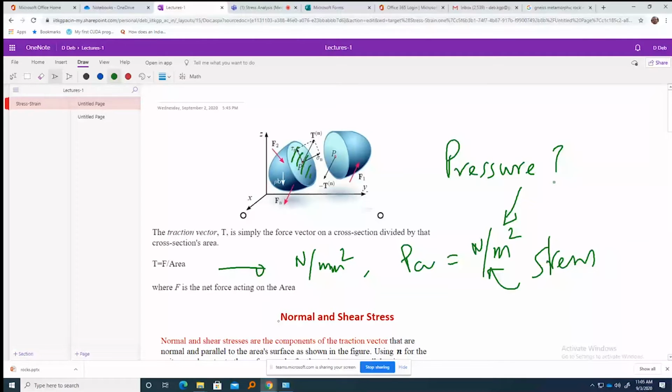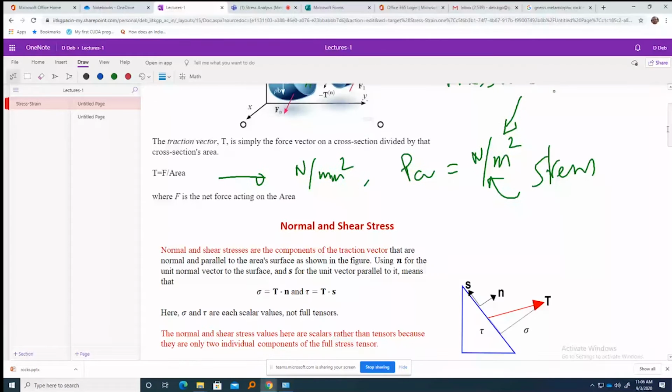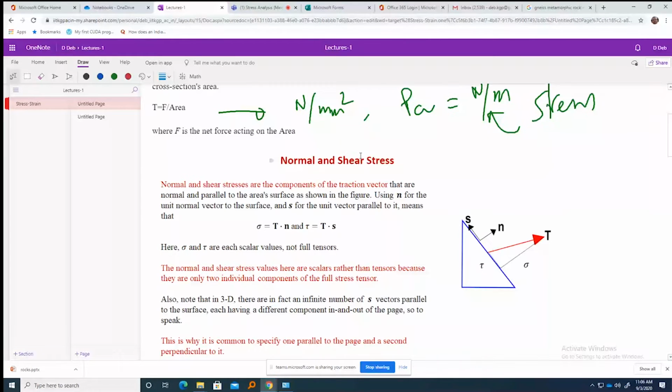So the traction doesn't matter whether it is perpendicular or not to the surface. It is the total force, or the net force, acting on that surface divided by the area. That is what we call traction. So if I now know the traction, what is stress?